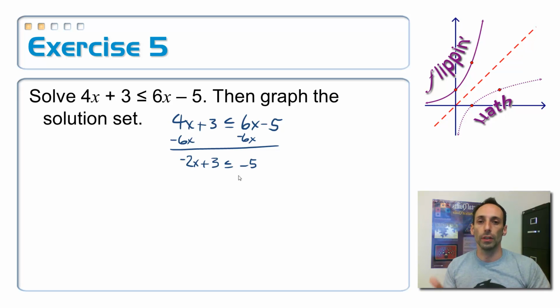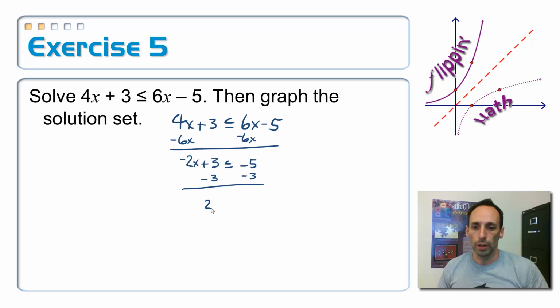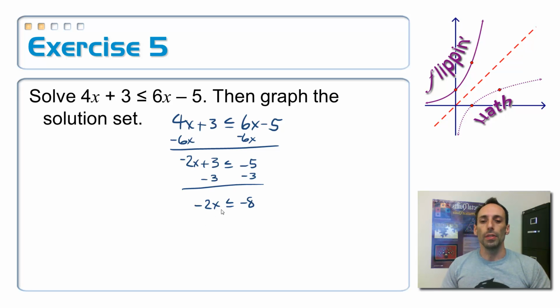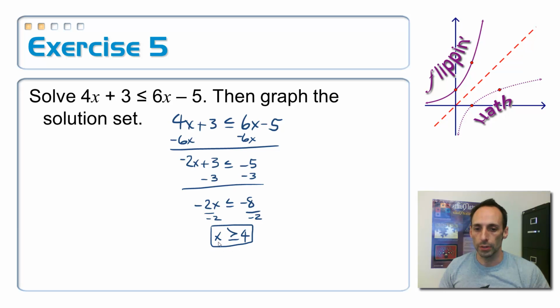Okay, now I need to get the variable by itself still, so I get that 3 over to the right side by subtracting it, so minus 3. And when I do, I'd have negative 2x is less than or equal to negative 8. And then I would divide both sides by negative 2. So when I divide by negative 2, I would get x is, and what am I supposed to do with that inequality sign? Flip it. Greater than or equal to 4. Okay, so there's the answer.